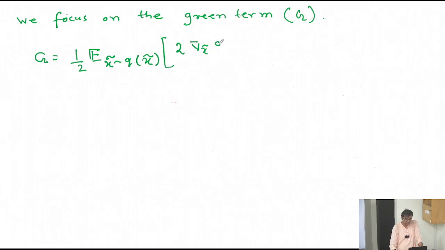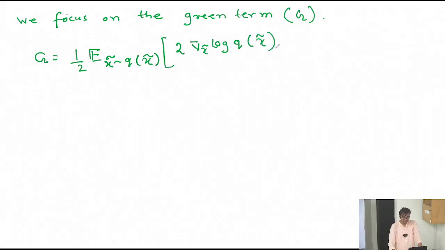Q of log of Q of, again, please leave. Log of Q x tilde, right? Transpose, then S theta x tilde.